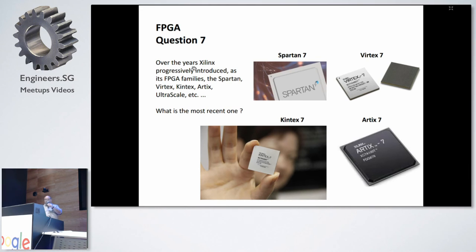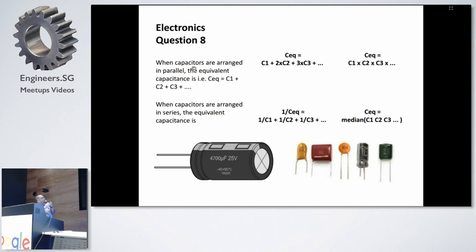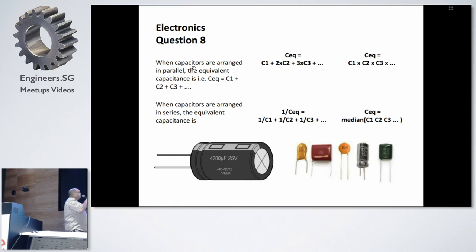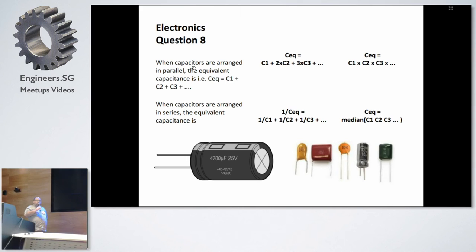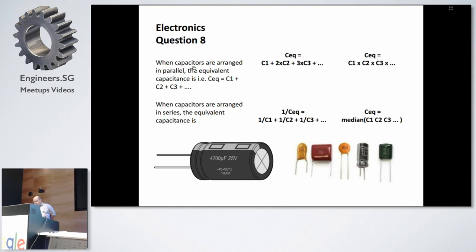Okay. Question number 8. Electronics. So when capacitors are arranged in parallel, the equivalent capacitance is the sum of those. But when they are arranged in series, what is the equivalent capacitance? So these should be the basic rules for you when you design your thing. So the first one is, you have the first one plus twice the second one plus three times the third one, that kind of arrangement, or you multiply all the values, or the inverse of the equivalent is the sum of the inverse of all of them, or even more clever, you use the median value of all of them. That would be a first.